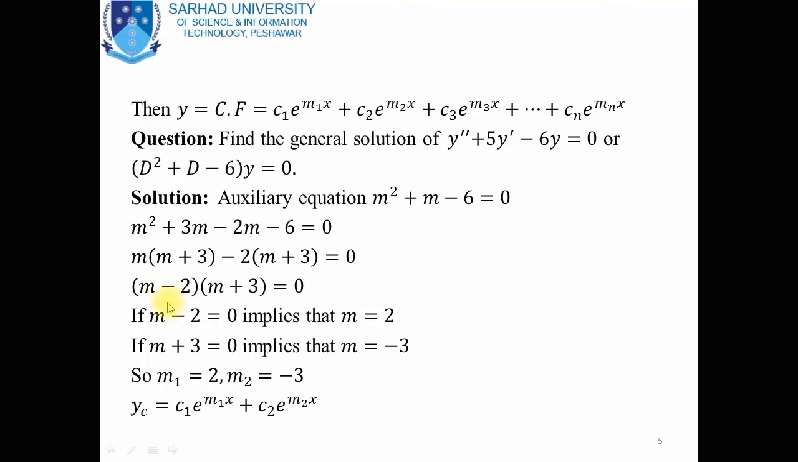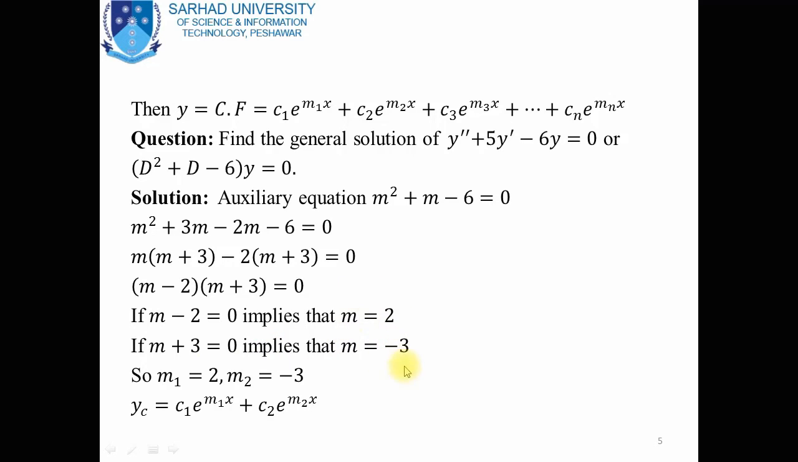If the product of these two factors is equal to 0, then either m minus 2 is equal to 0, or m plus 3 is equal to 0, or one of them is equal to 0. So m minus 2 is equal to 0 implies that m is equal to 2, and m plus 3 is equal to 0 implies that m is equal to minus 3.